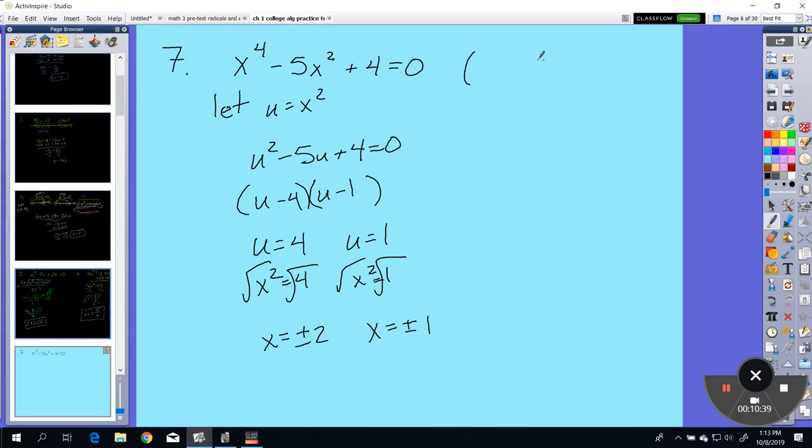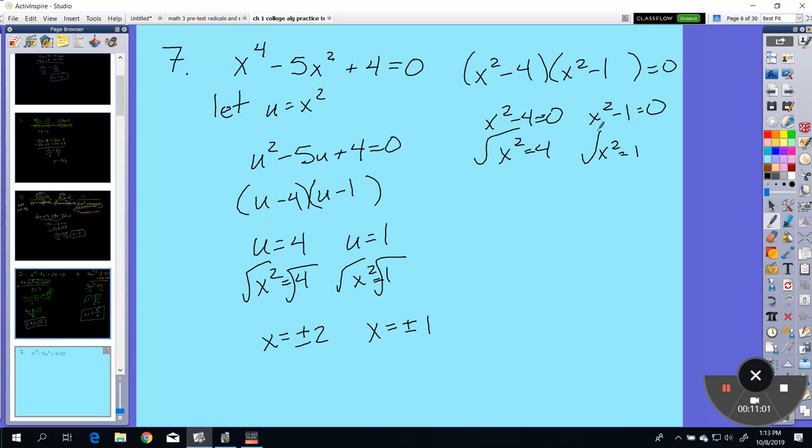The other way is to just take this and factor it right at the beginning and say that this is x squared minus 4, x squared minus 1 equals 0. I put each of those equal to 0. And then I solve, I get x squared equals 4, x squared equals 1. And then I'm at the same point as I got to down here where I'd square root these and get ±2 and ±1. So if you can see it this way, that's fine. If not, you can use the u substitution, whatever way makes you happy.